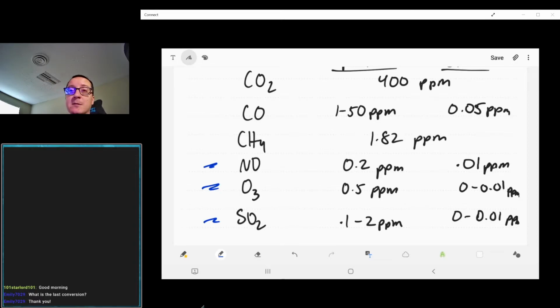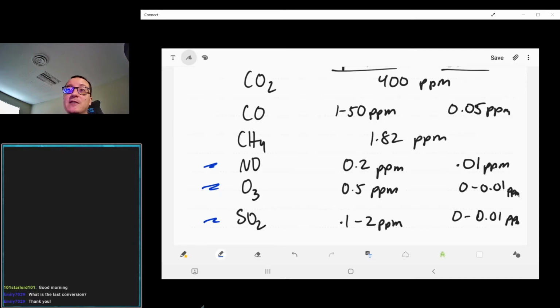Carbon monoxide comes from combustion as well. Methane comes from various bacteria, protozoans, and then cows and things, as well as fracking, which will also release methane. We'll talk about fracking later on in this chapter. But those are the areas which those would come from.